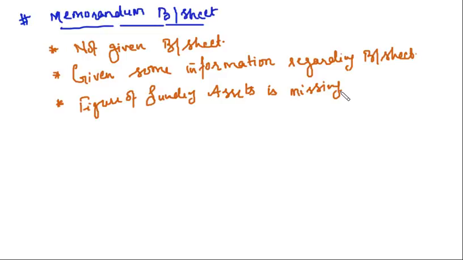You will not be given the balance sheet. You will be given some information regarding the balance sheet, and the figure of sundry assets will be missing, that we have to find out through preparing the balance sheet. Let's take an example. There are three partners, A, B and C. Clear? The profit sharing ratio is 5:3:2.